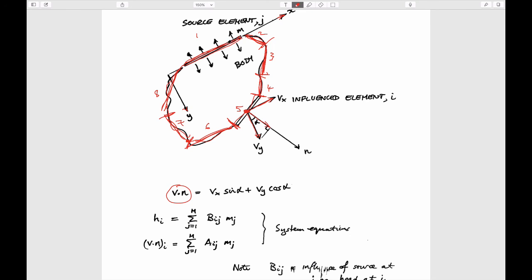So in other words, we could calculate what the head is at number 5 by taking a source at number 1 and applying it. We'd get one value of this. And so it would look something like this. H5 is equal to the source applied at this location, so B15 times its strength M1, plus B25 times its strength M2, plus B35 and its strength all the way through to 8.